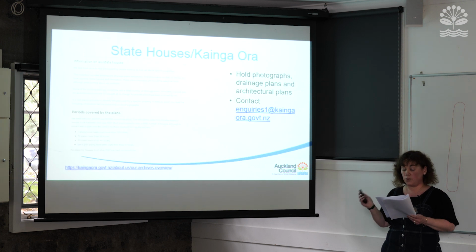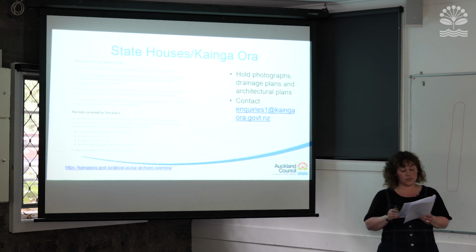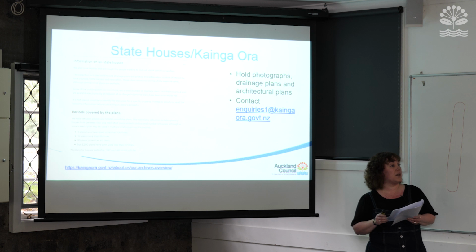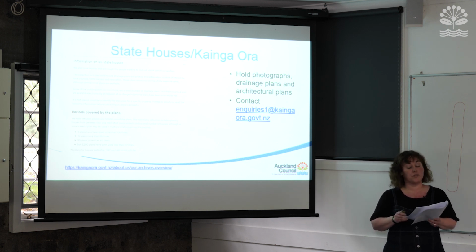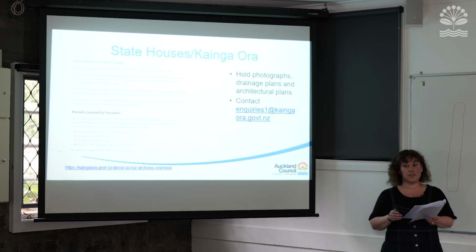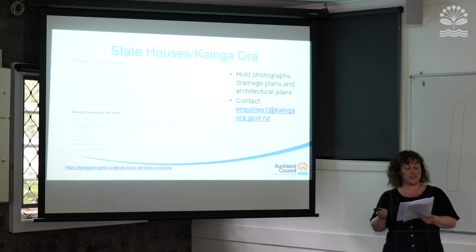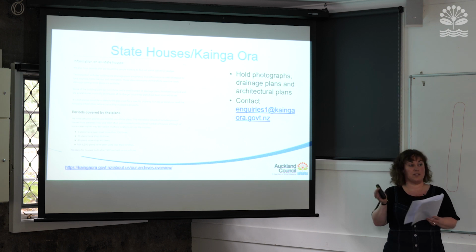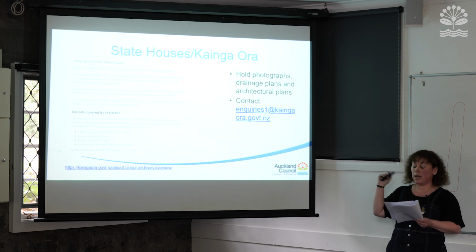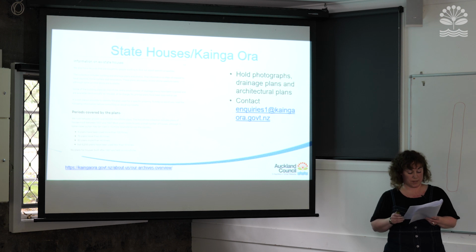Now, this is quite a new archive to me, but if you're interested in a former state house, Kāinga Ora holds a large archive about individual former state houses, including photographs, the drainage plans that Vicky was talking about, and architectural plans. For example, they have 20 to 30,000 microfiche plans for houses built between 1937 and 1987. And that's individual houses, not just the generic plans that we might associate with them. And you can contact them directly via this email address.